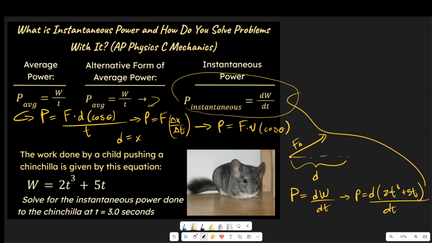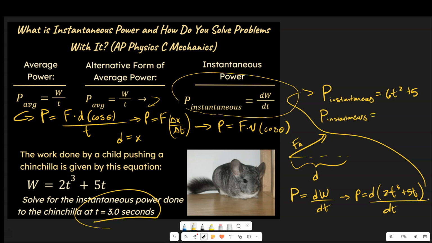I'm going to run out of room, but if we do the math, instantaneous power in this case would be 6t squared plus 5. And let's say we want to solve for that at t equals 3 seconds. That would mean we would plug in the 3. And here we would end up with an answer of 59 watts. It's actually pretty easy to do if you know your basic derivative ideas.